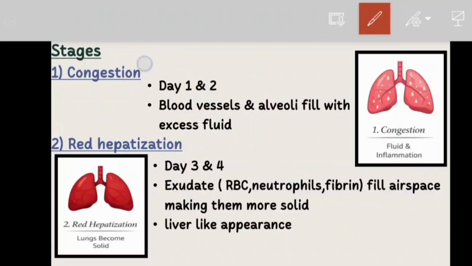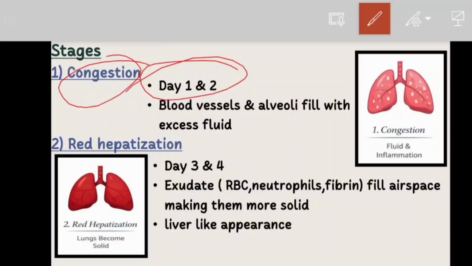So here it shows the pneumonia changes inside the lungs over time, arranged according to the number of days after the infection. So think of it as a story. Every stage tells us what is happening inside the lungs. Okay. So stage 1, that is the congestion. That is day 1 and day 2.